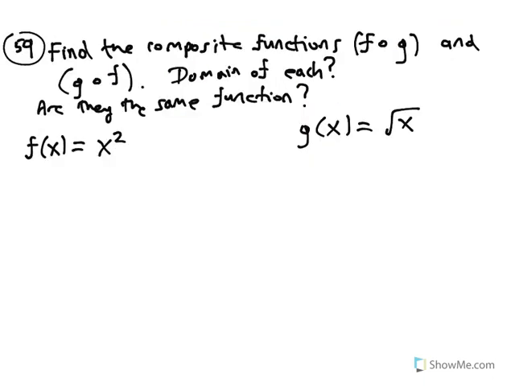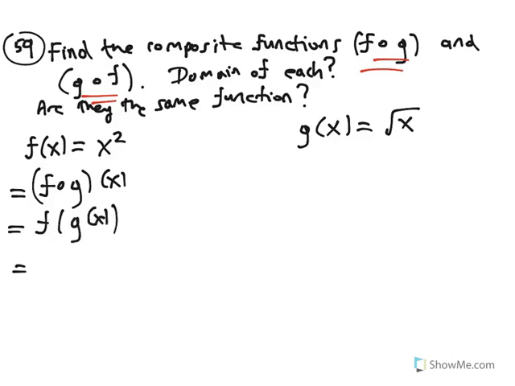So here is number 59. Find the composite functions f of g and g of f, and then also find the domain of each one and answer the question, are they the same function? Is f of g the same as g of f? So you're going to find f of g of x, which would be f of g of x. And what is the function g of x? It's the square root of x. So you have f of the square root of x.